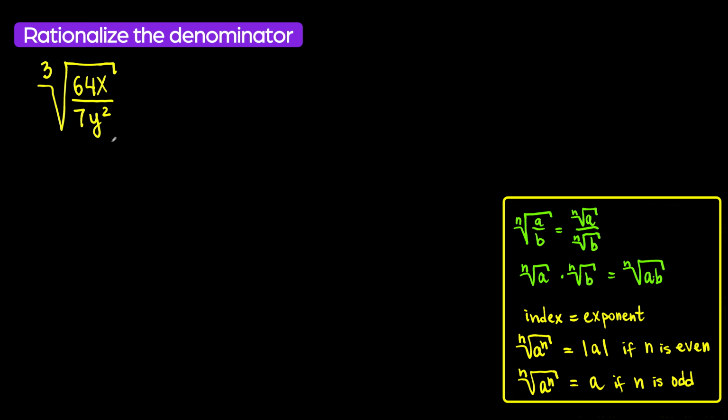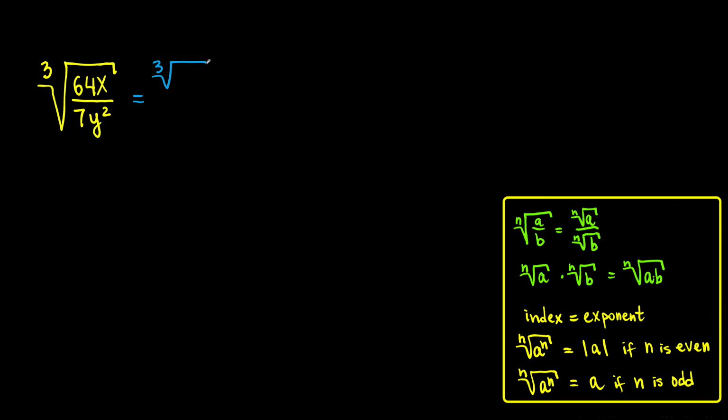We need to rationalize the denominator. It means we need to remove a radical from the denominator. So we have this big cube root. Let's rewrite it like this: the cube root of 64x over the cube root of 7y squared. Now we can totally see the cube root in the denominator. So we need to get rid of the cube root from the denominator. And we will do that.